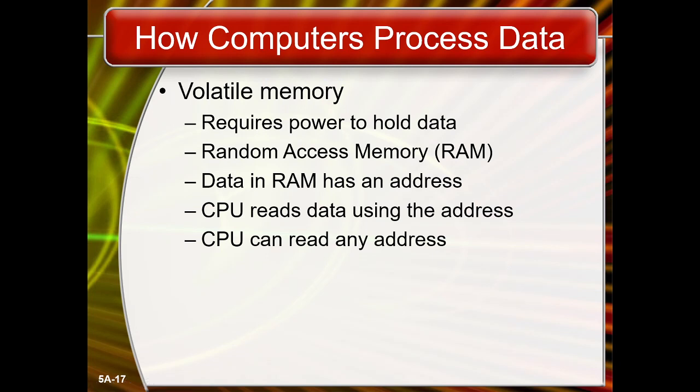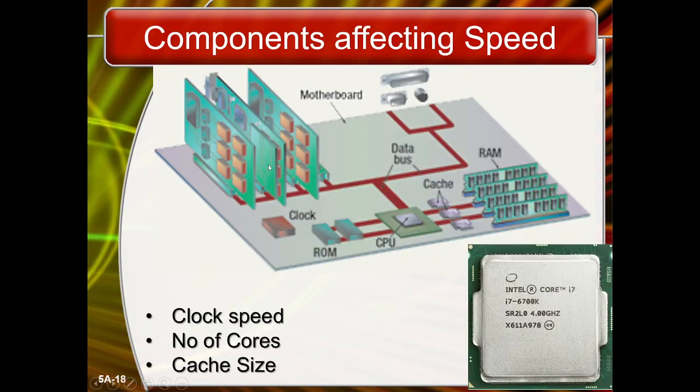The second type is volatile memory, and it requires power to hold data. RAM is a kind of volatile memory. Data in RAM has an address, and the CPU reads data using that particular address. The CPU can read any address. So you can have access to volatile memory only until your power is on. This is a general purpose view of the motherboard.